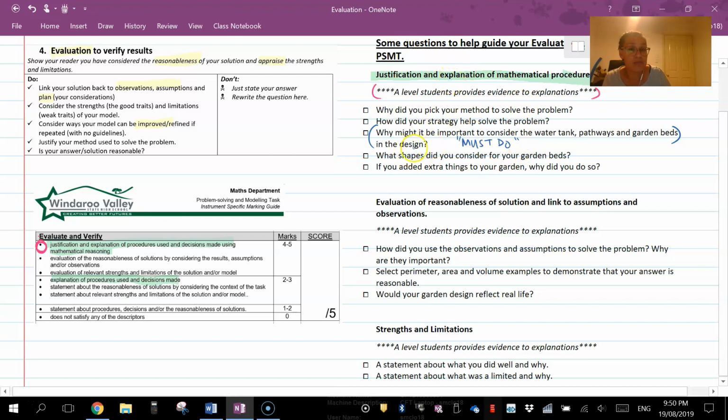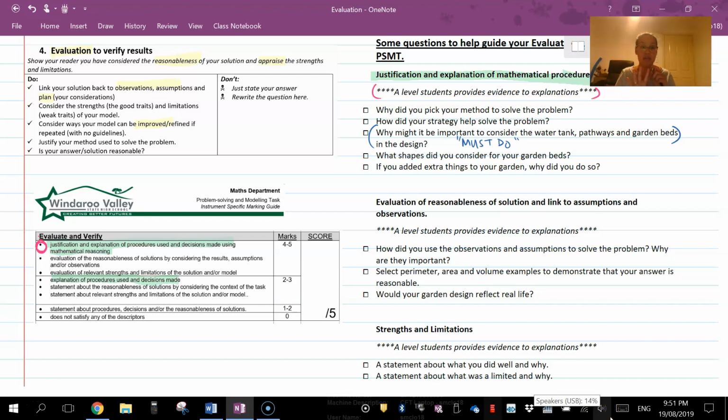So, it was important to consider water tanks, pathways, and garden beds, as this was a requirement of the design. For example, the water tank was 2 by 2 meters, and pathways had to be 1 meter wide. That is an A-level response to this. Can you see the difference between just saying it was important to think of the water tank, pathway and garden beds because I was told to do so? That's an explanation of something, but giving the evidence behind it.